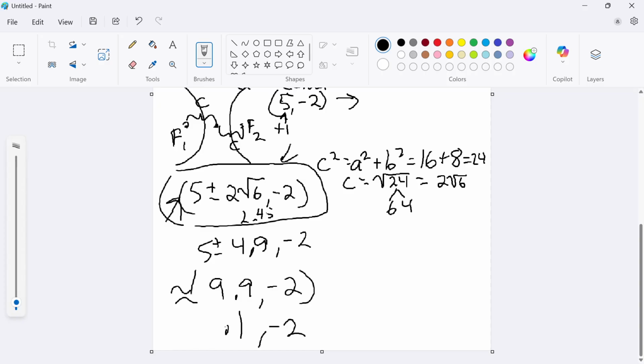Those are the approximate coordinates of the foci. This is the exact coordinates of the foci. 5 plus or minus 2 square root of 6, comma, that's the x component, comma negative 2.